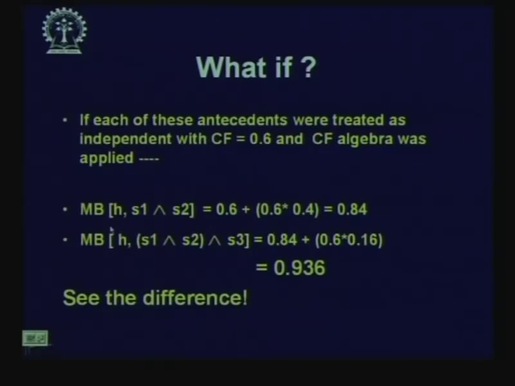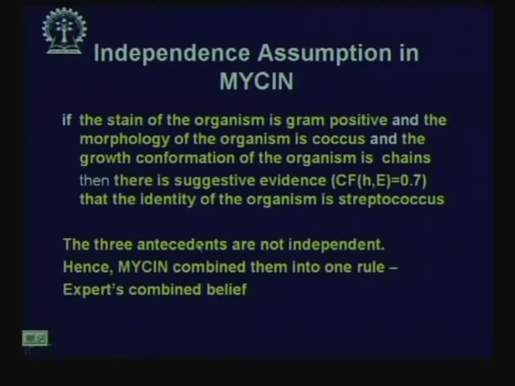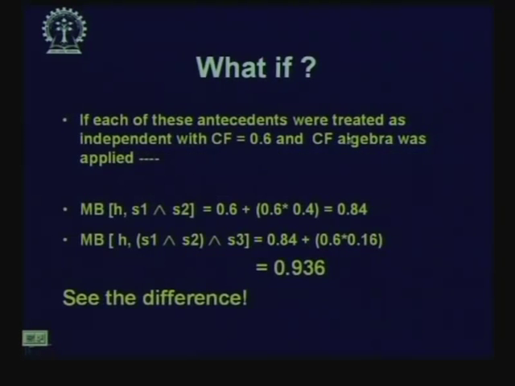If they are not causally related, and we assume that each of them has certainty factor 0.6, then let us see what happens when we apply certainty factor algebra. Then the measure of belief in H given S1 and S2, where S1 is 0.6 and S2 is 0.6, gives a combined belief of 0.84. And if we take S3, we are talking of this rule, which was 0.7. This is 0.6 and 0.6. When we combine the first two, we get 0.84, and when you combine the third one with it, it becomes 0.936. If you just look at it, you will find another very interesting phenomenon. The figures were 0.6, then 0.84, and then 0.936. Let us see another interesting phenomenon here.